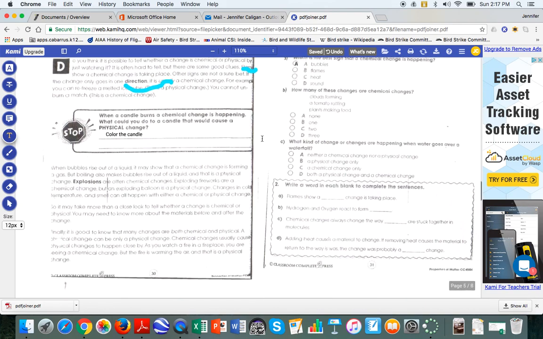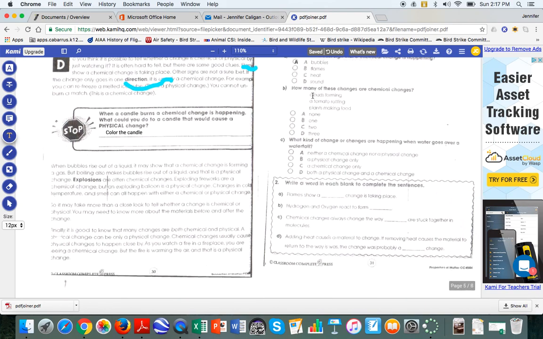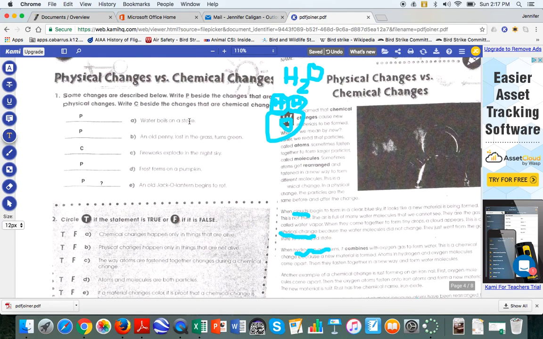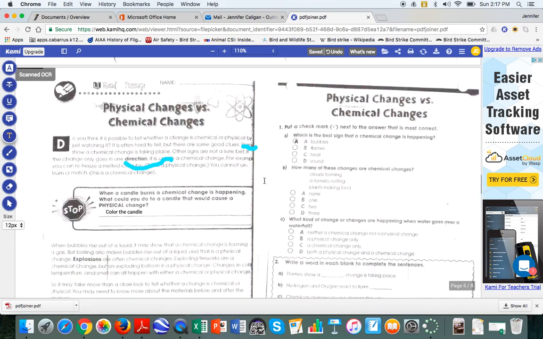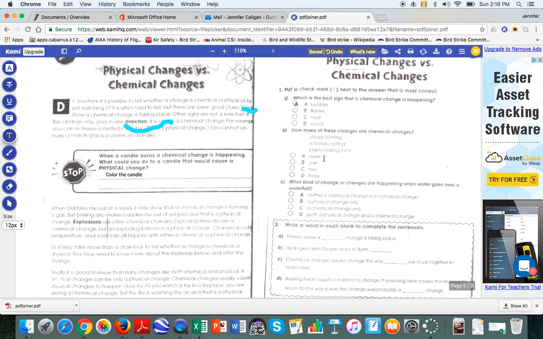How many of these changes are chemical changes? Clouds forming, we just talked about, are physical. A tomato rotting is physical. That's what makes me think this up here is physical. I think I'm right. I'm always right. I'm just kidding. Plants making food, that is definitely chemical. That is taking sunlight and water and creating their own food. That's not just changing form. So the answer here would be just one.